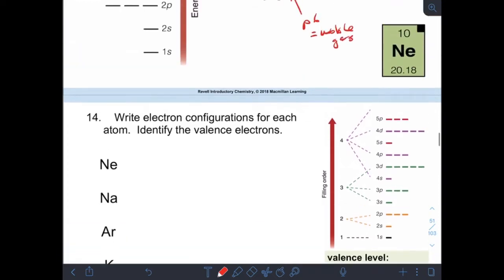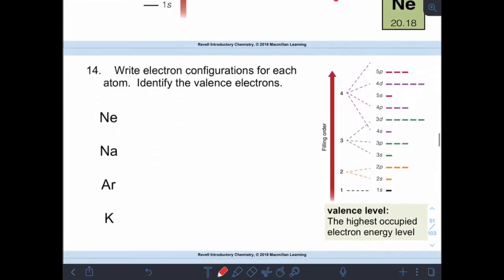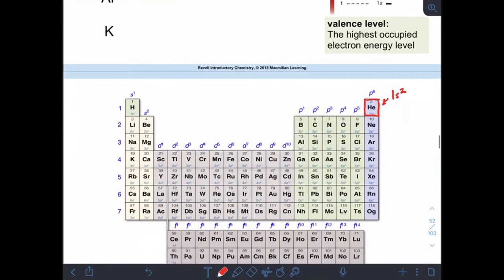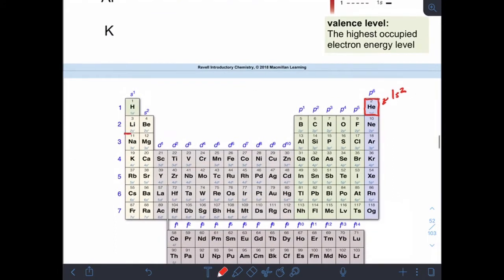So neon, we just did that one, so it's 1s2, 2s2, 2p6. And our sodium, let's take a look at a periodic table to find sodium. Sodium's living here at element 11. I'm going to list top to bottom, left to right, everything as they fill. Remember the s's fill at 2, the p's fill at 6. So I start at hydrogen, that's 1s1, helium is 1s2.